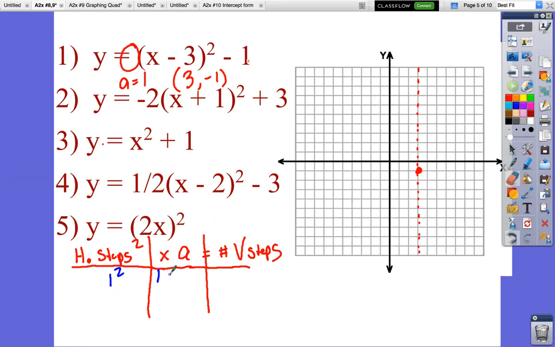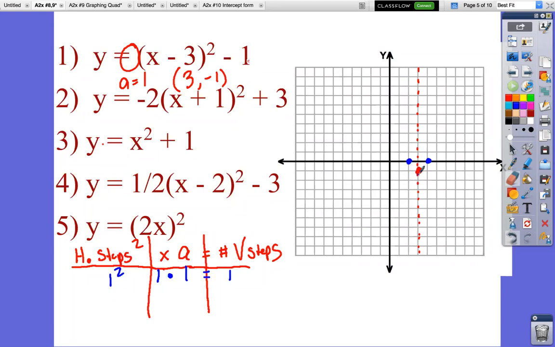Times my A value. My A value is 1. 1 times 1 is just 1. So that means if I take one horizontal step, then I have to take one vertical step, and it's positive 1, so I go up. One horizontal step, one vertical step.